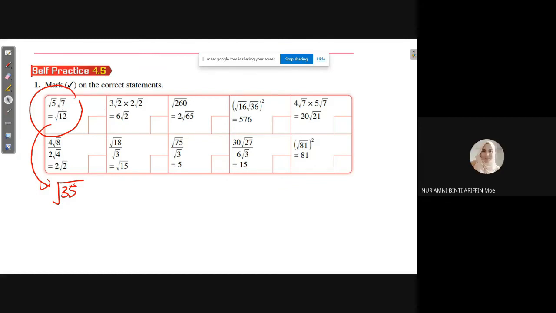No lah, this one is 7 times 5, not 7 plus 5. I thought it's plus. No lah, if it's plus there should be a plus symbol there. So this is 7 times 5, should be square root of 35. But this is wrong, right?